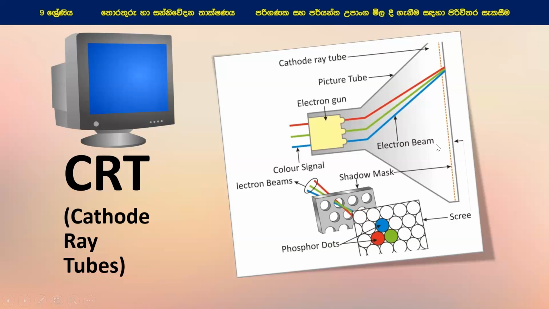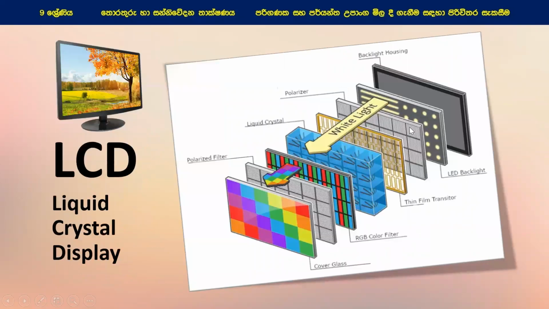So the electron beam will not acquire the sufficient velocity to create the plot on the screen, right? So it's kind of this way when it comes to the cathode ray tubes. And this is the internal structure of the LCD, right? So LCD is receiving white light through the LED backlight.